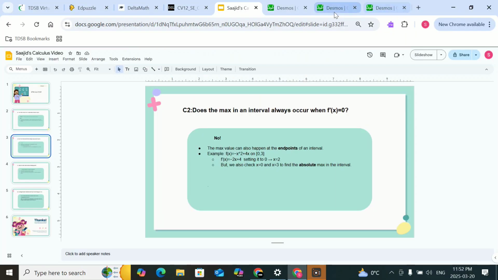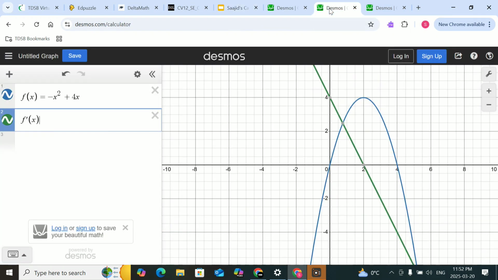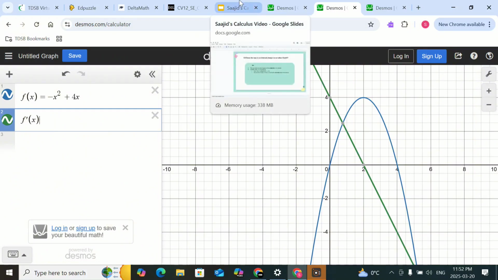So I'll show you guys an example of this graph. And this is a quick example before I move on to the next question.